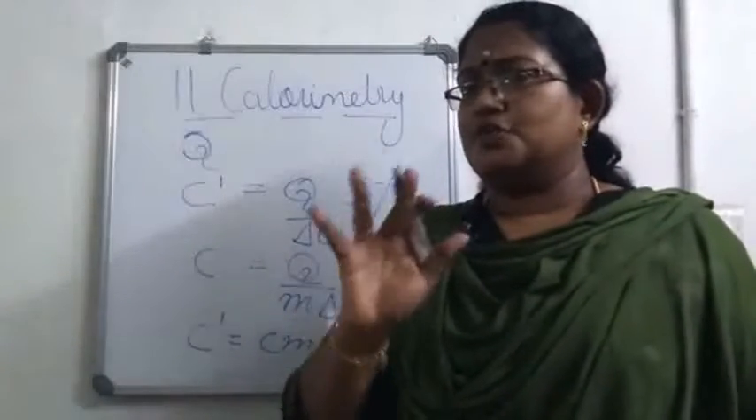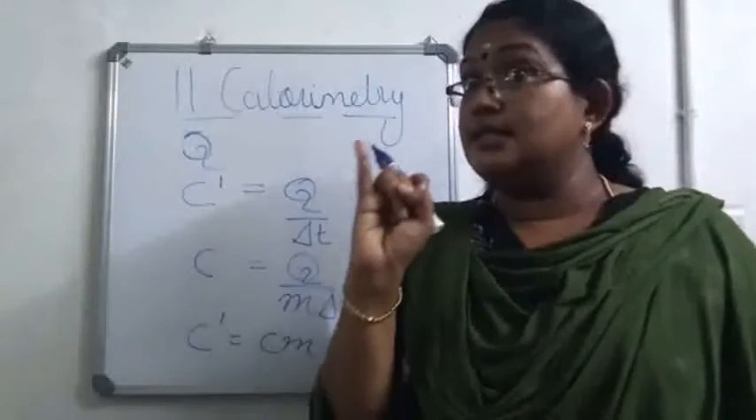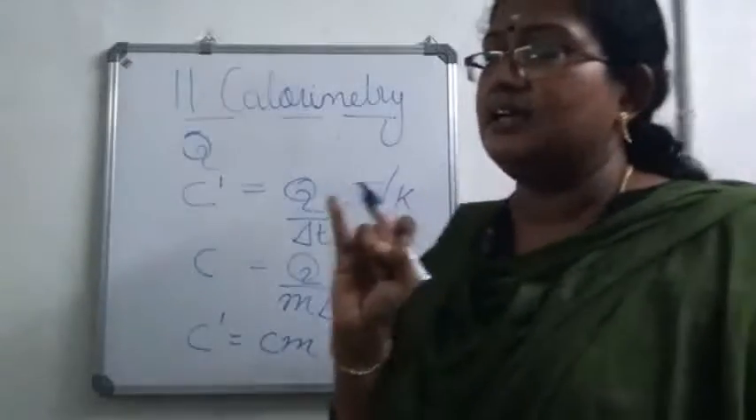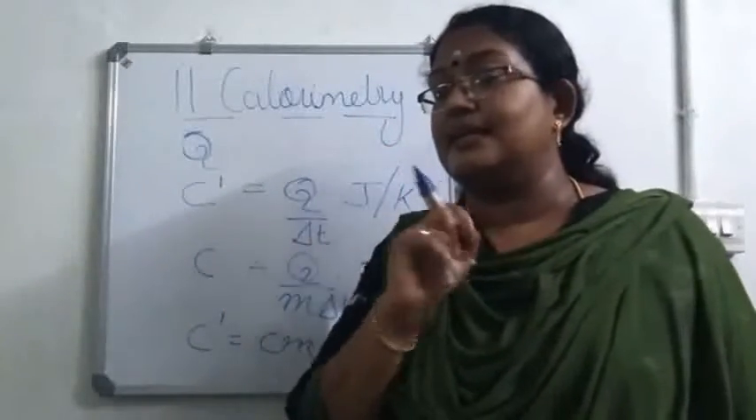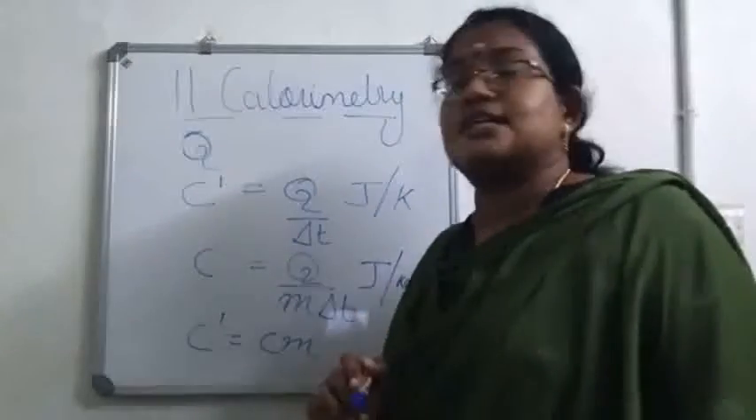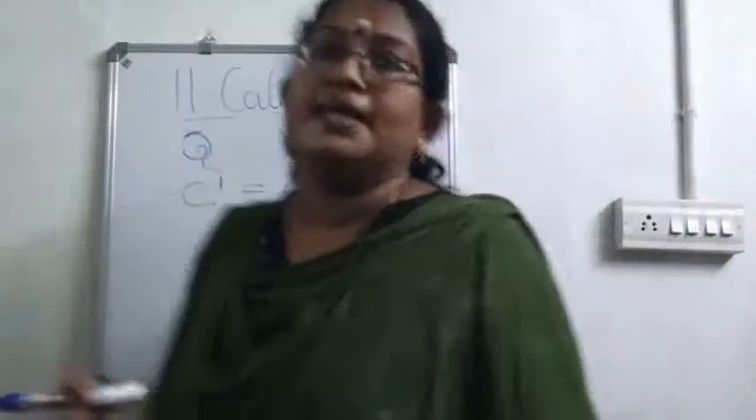Ready? So, which were they? Heat capacity C dash is equal to Q by delta T. Specific heat capacity C is equal to Q by m delta T. Then the relation is C dash is equal to Cm. Okay.